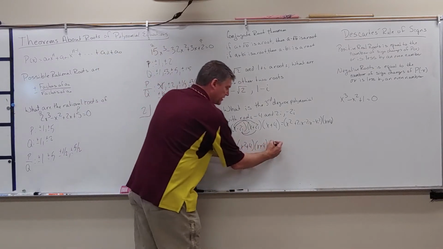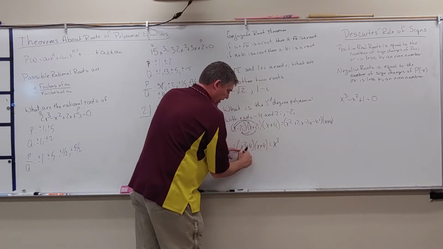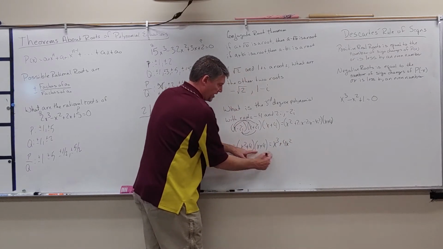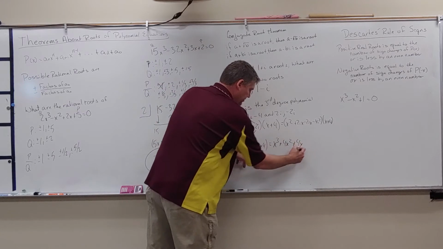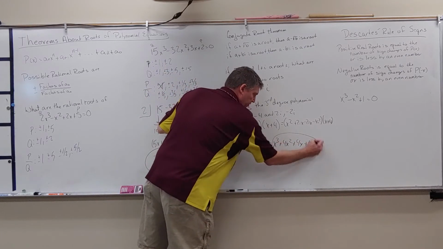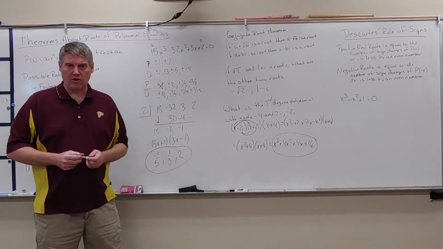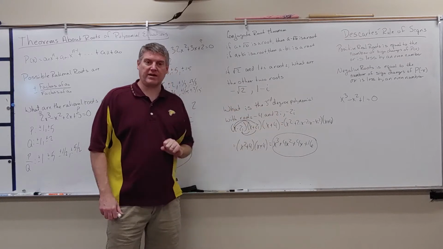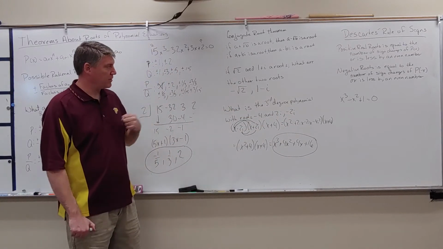Now I can go ahead and multiply this out. x squared times x is x cubed. x squared times 4 is 4x squared. 4 times x is 4x. And 4 times 4 is 16. There's my polynomial with factors of x plus 4, x minus 2i, and x plus 2i. Okay, so I can multiply that all out.